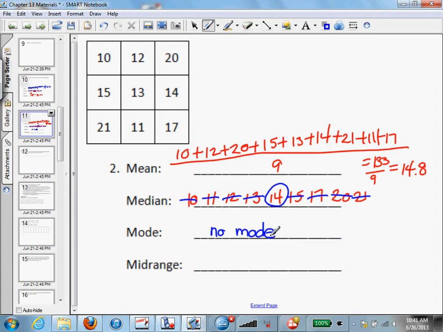Okay, for the mid-range, again, let's take the least number, that's 10, and the greatest number, 21, and take the average of the two, just dividing by 2. So for this, we get 31 divided by 2, or we get 15.5.